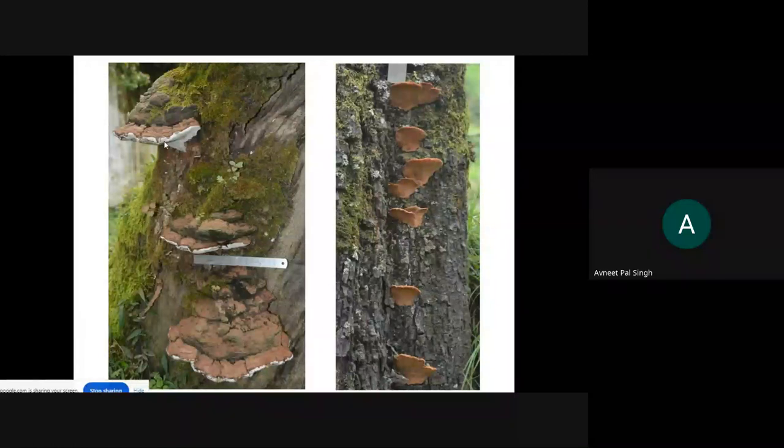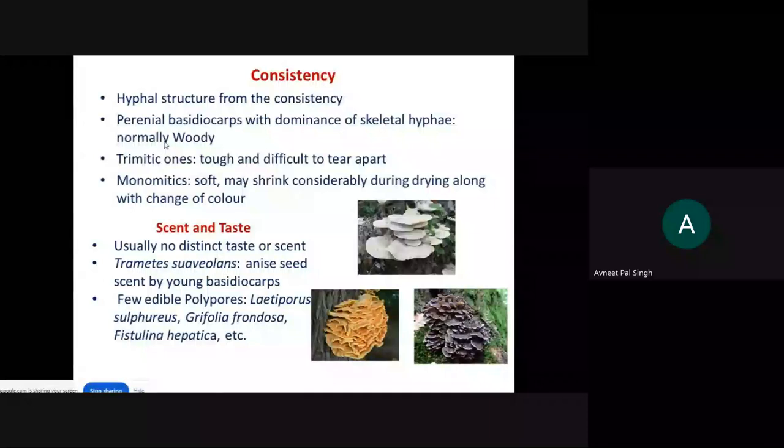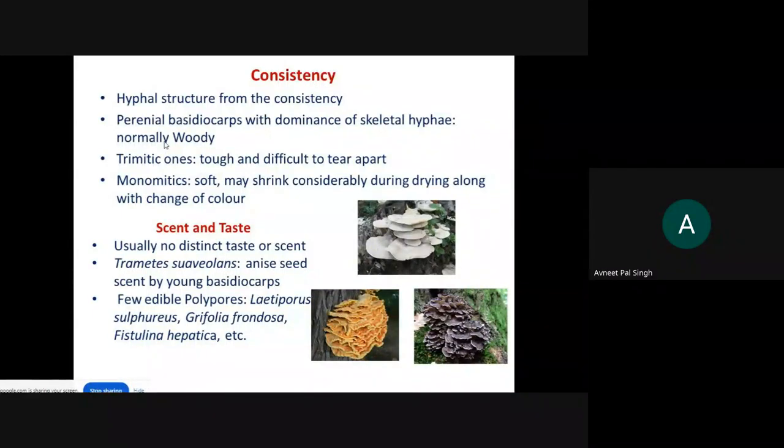There is a reoccurrence, or every year there's a formation of new hymenium, and for this we use the term perennial. So after looking at the kind of basidiocarp, then we have to look whether the basidiocarp is annual or it is perennial in form, and just a little bit of attention in the field can give you this data very precisely. So these are the things which we need to look upon.